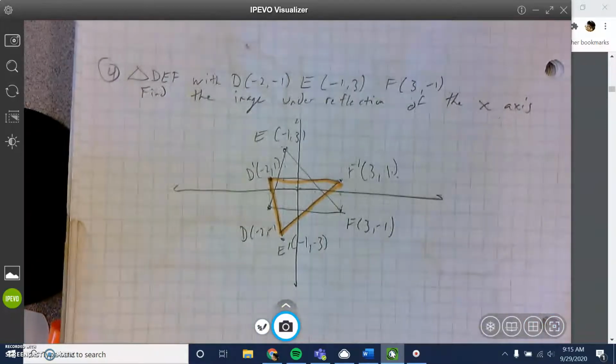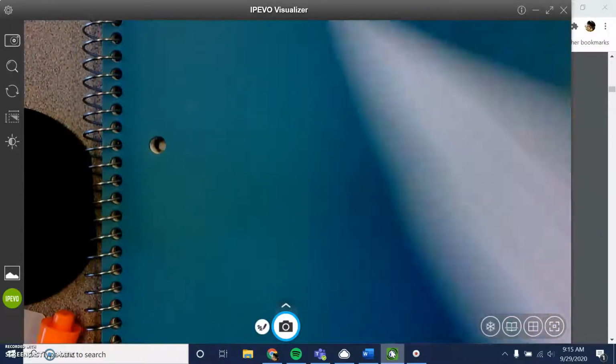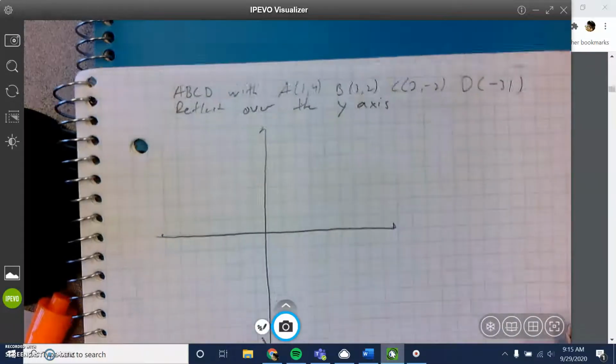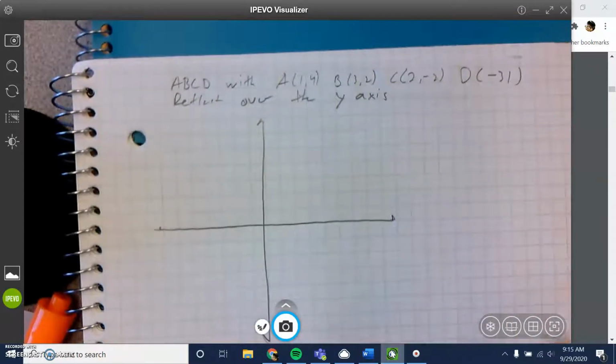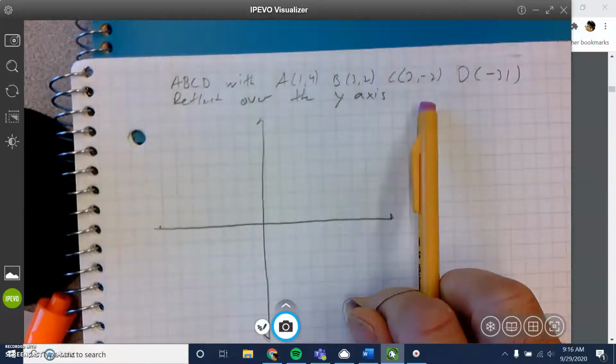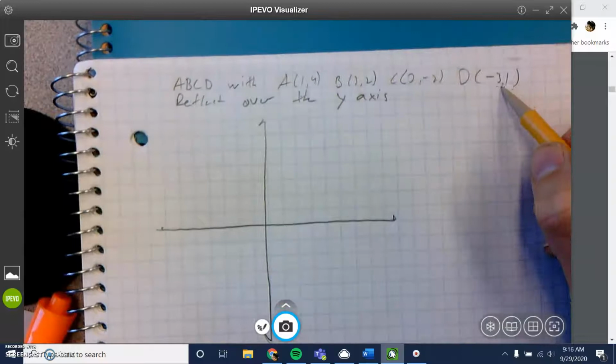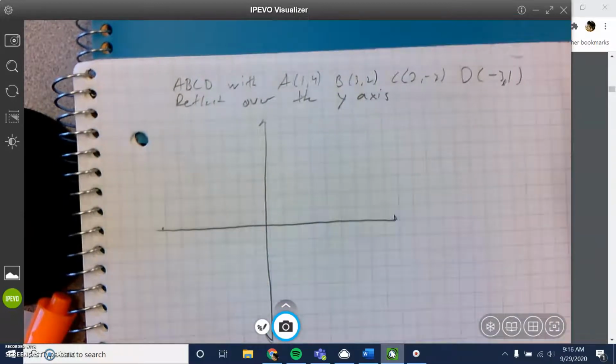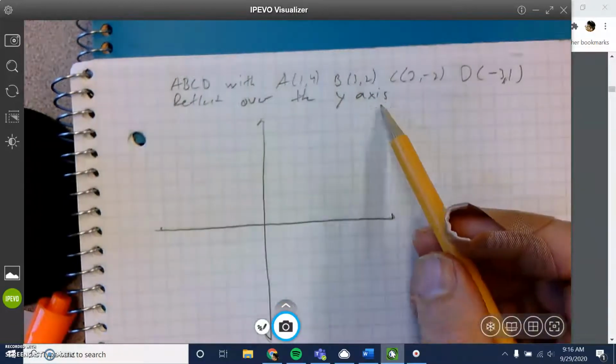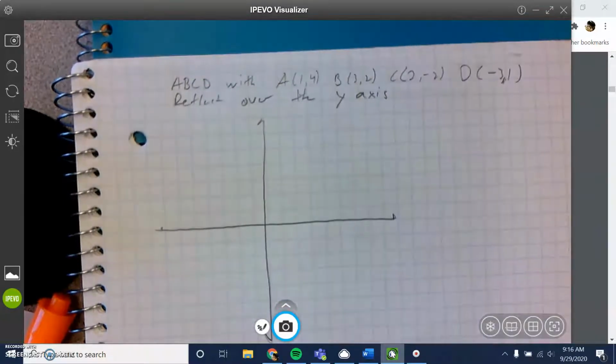Got it. Nice job. Okay, let's try another one right here. A little bit different now. A, B, C, D with A is 1, 4, B is 3, 2, C is 2, -2, and D is -3, 1. Sorry, forgot the comma. Reflect over the y-axis. Write that down, pause the video. All right, cool, let's do it.